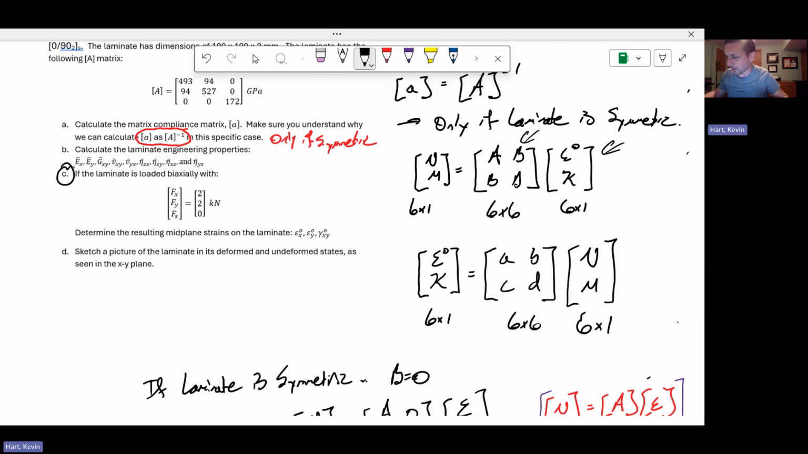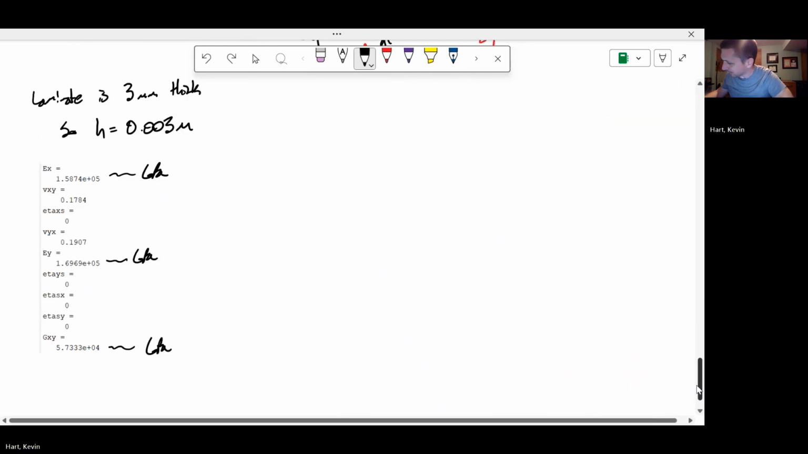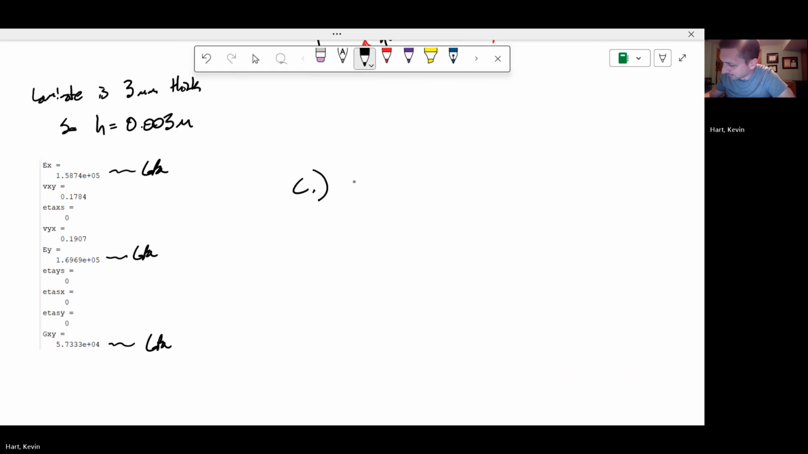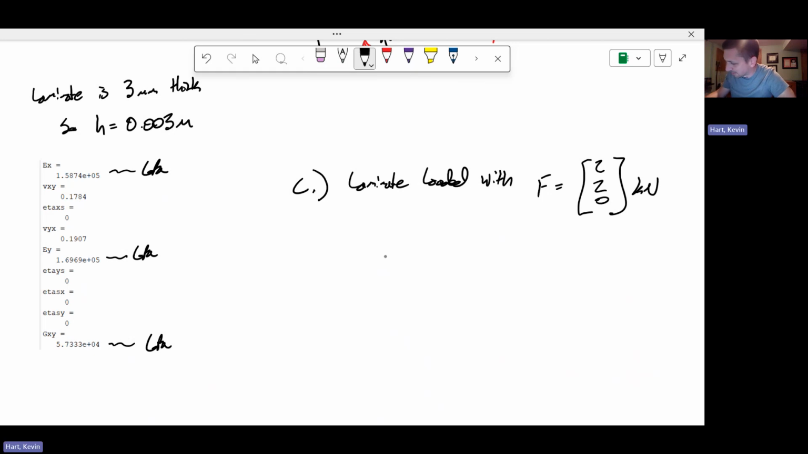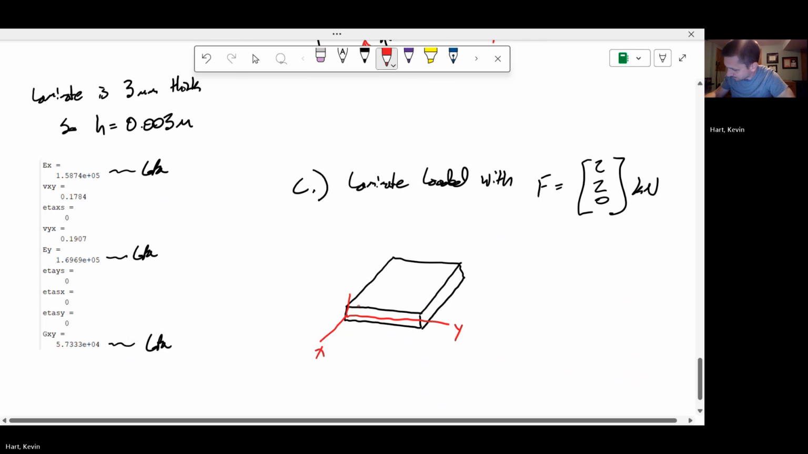Next, if the laminate is loaded biaxially with some forces, determine the resulting midplane strains. Let's look at this. What does this actually mean? Well, let's make a little sketch. Here's your laminate, and our traditional coordinate system.